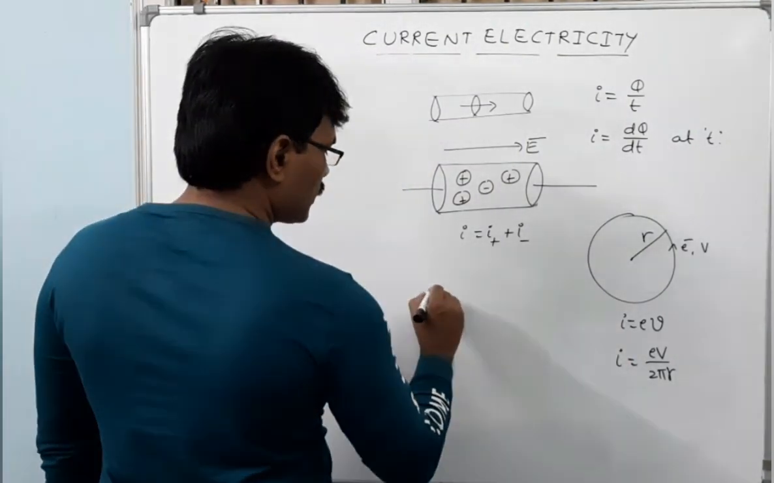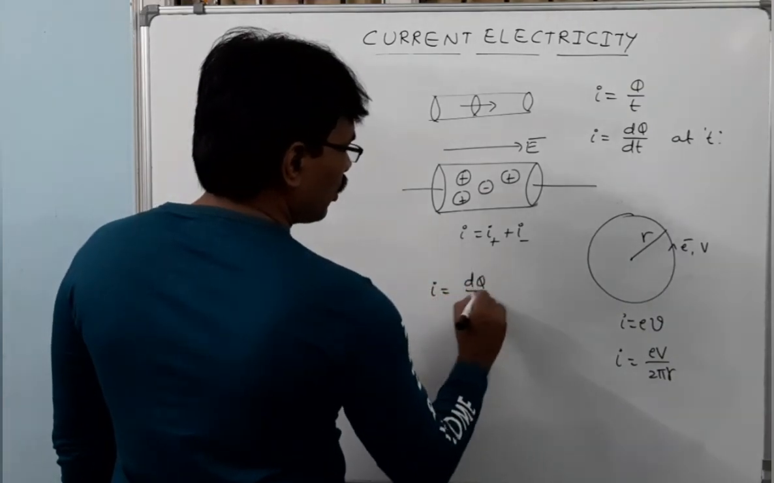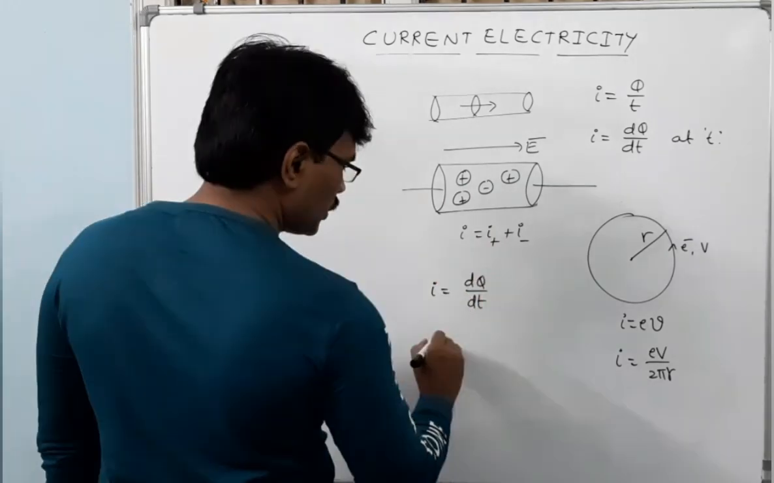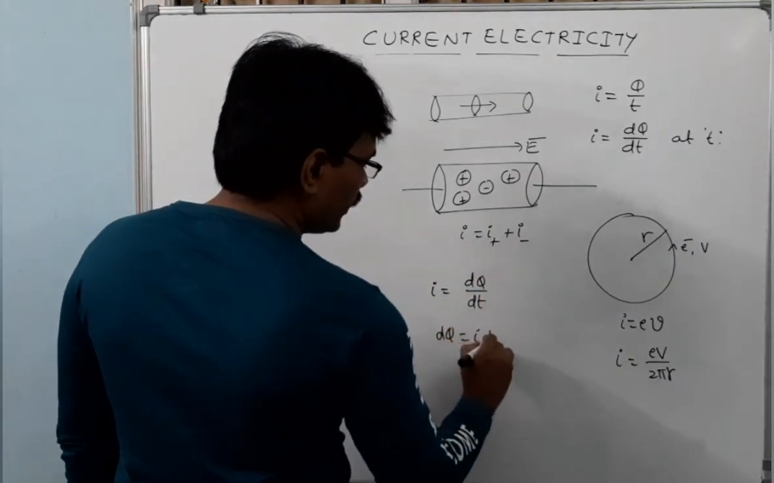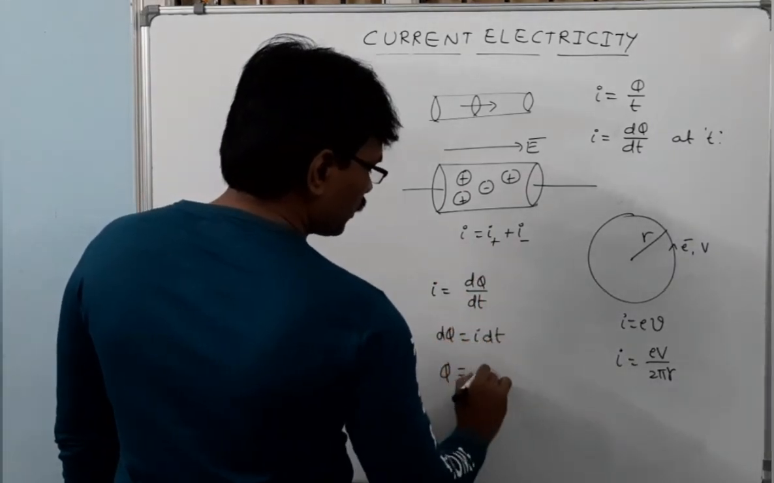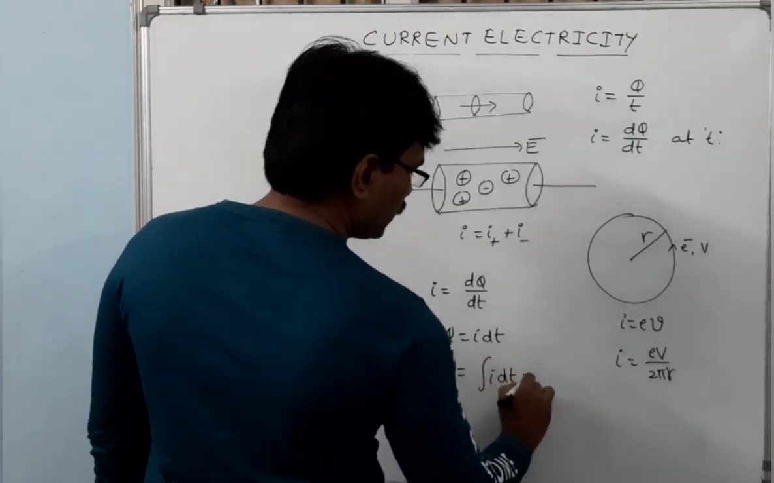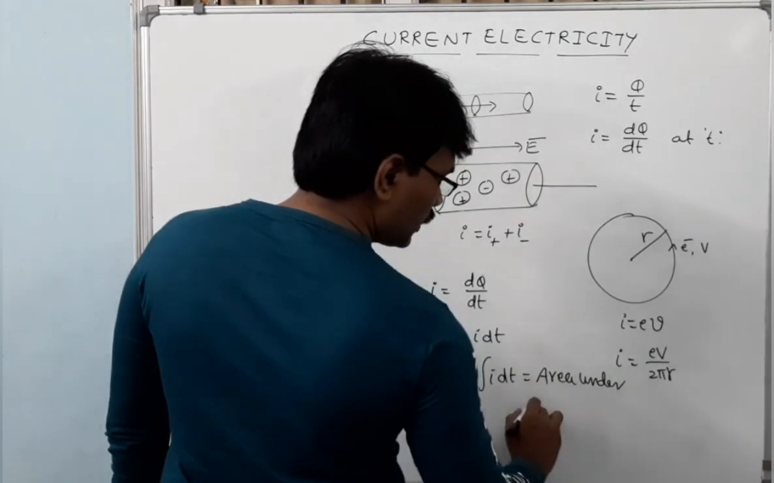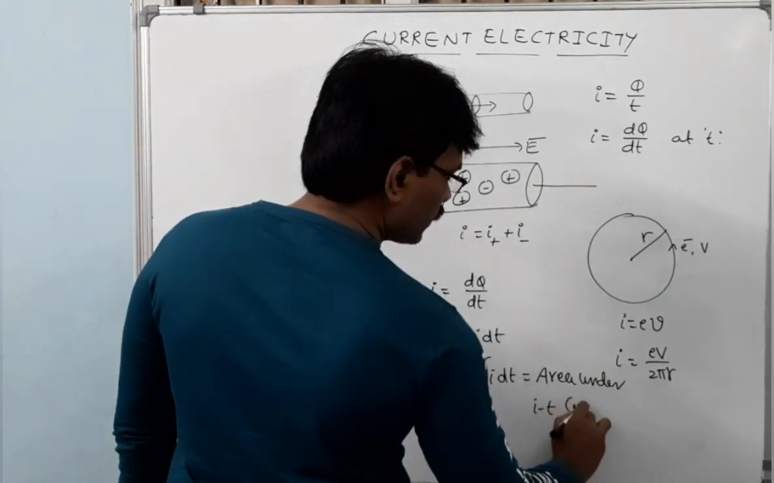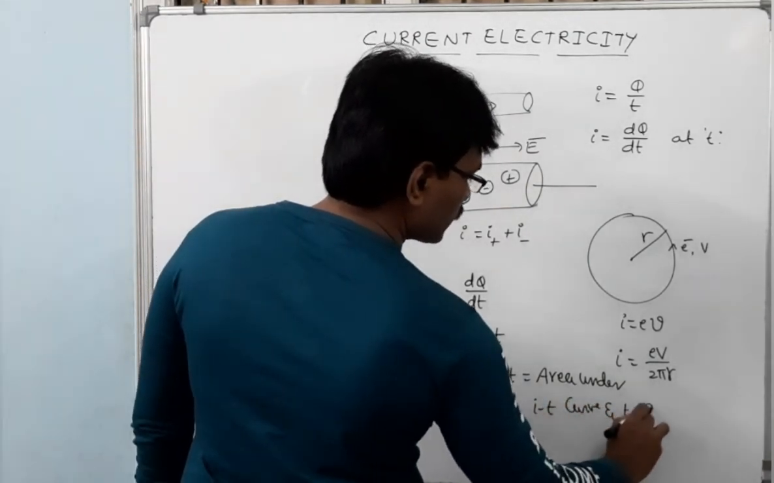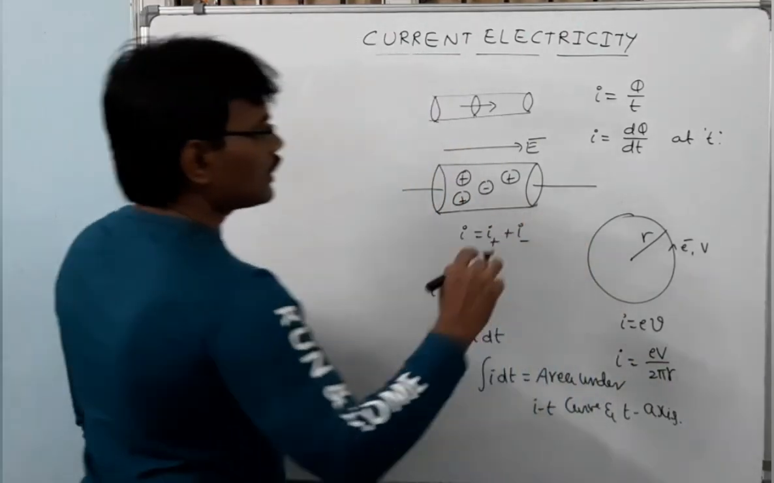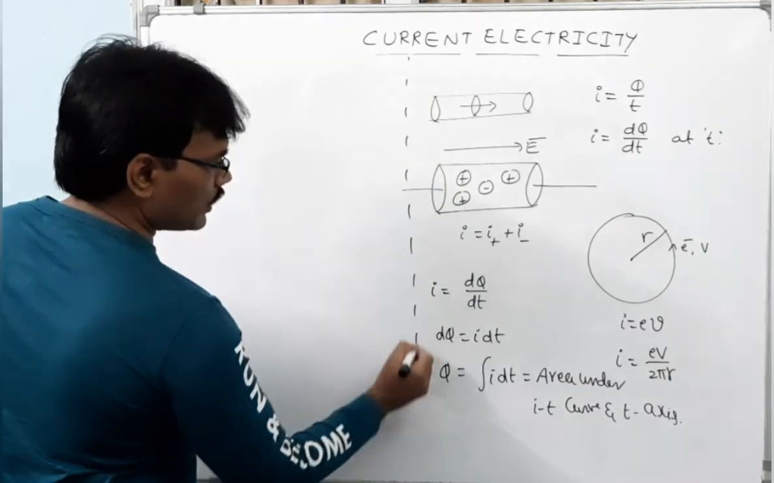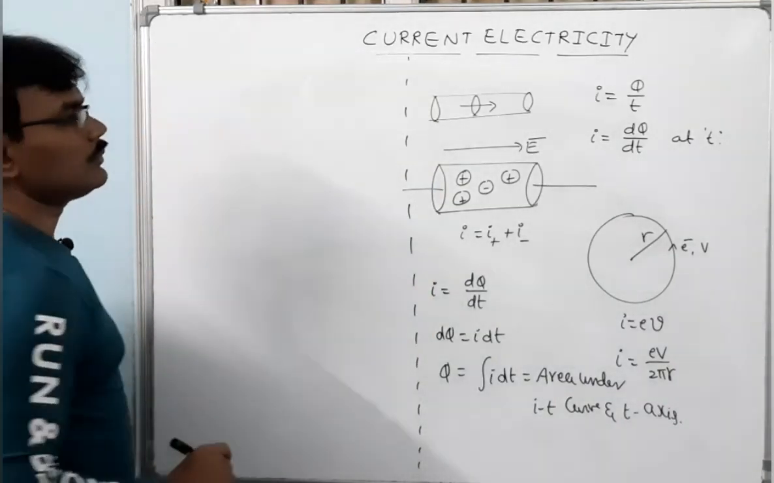And another thing: we know total charge, how much charge is flowing through a given cross section over a period of time. So how to find it? From this, dq is equal to I into dt, and total charge is equal to the integral of I dt, which is nothing but the area under the I versus t curve and the time axis. So these are the points we have done so far. Now let us use these concepts to solve questions.